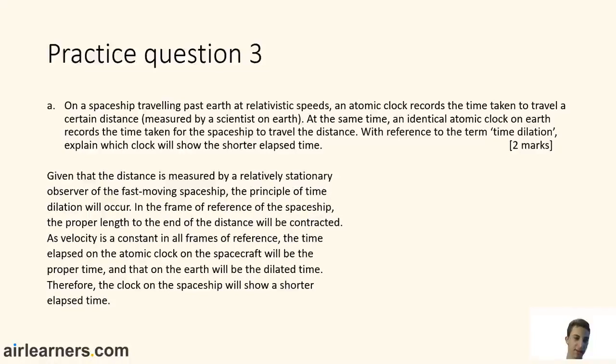Given that the distance is measured by a relatively stationary observer of the fast-moving spaceship, the principle of time dilation will occur. In the frame of reference of the spaceship, the proper length to the end of the distance will be contracted. As velocity is a constant in all frames of reference, the time elapsed on the atomic clock on the spacecraft will be the proper time, and that on Earth will be the dilated time. Therefore, the clock on the spaceship will show a shorter elapsed time.